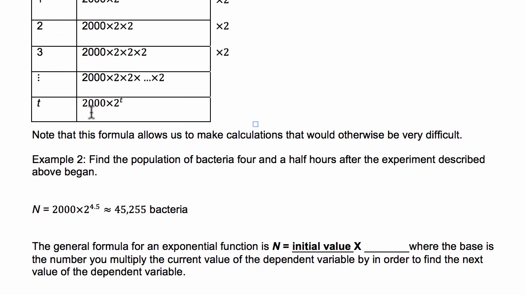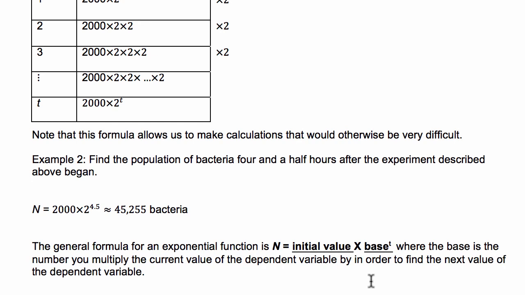Note that the general formula for an exponential function is N equals the initial value, in our example it was 2,000, times base to the T. In our example, the base was 2. In general, the base is the number you multiply the current value of the dependent variable by in order to find the next value of the dependent variable.